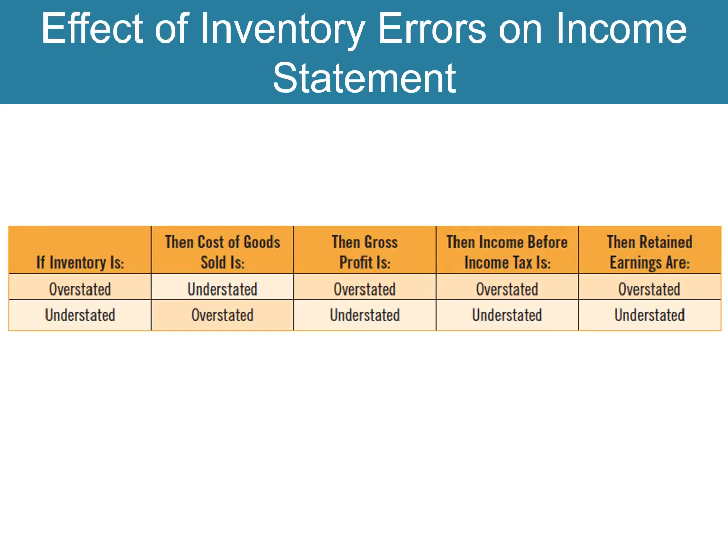So here we have the effects of inventory errors on our income statement. Note that if inventory is overstated, it's also overstated in our gross profit, our income before income tax, and also our retained earnings. However, understated in our cost of goods sold. If inventory is understated, it's also understated in our gross profit, our income before income tax, and also our retained earnings. But in cost of goods sold, it is overstated.